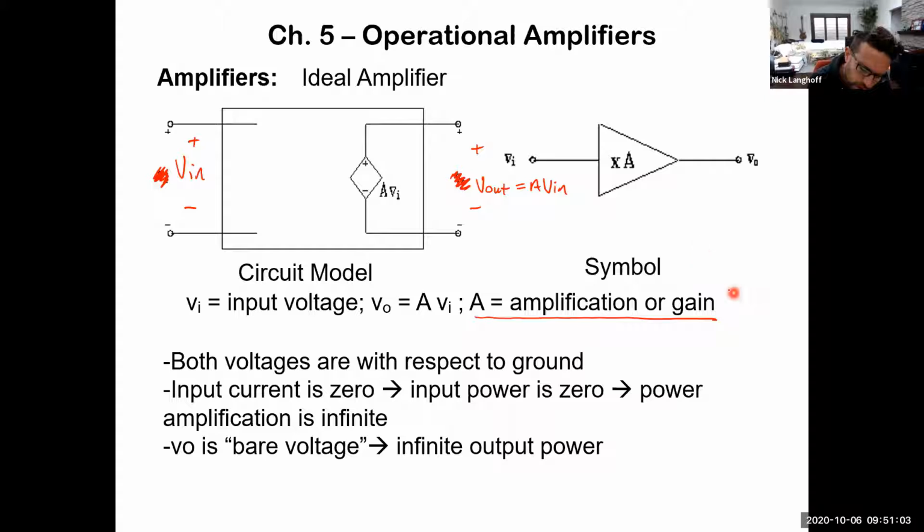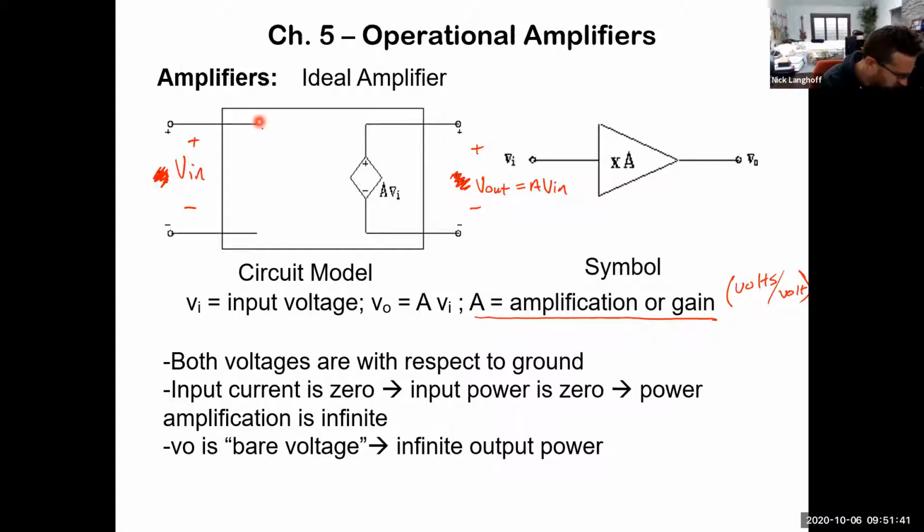The units of A are volts per volt. It's unitless. Volts per volt, or volts per millivolt, or whatever it is, but it's volts over volts. A gain of 10 would say that if you provided 1 volt at the input, the output would have 10 volts. Or with a gain of 10, if you provide 2 volts at the input, the output would be 20 volts.